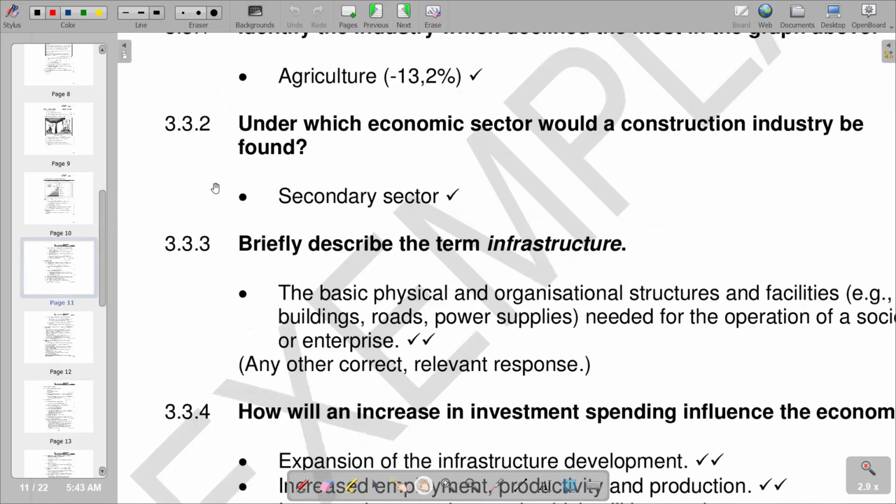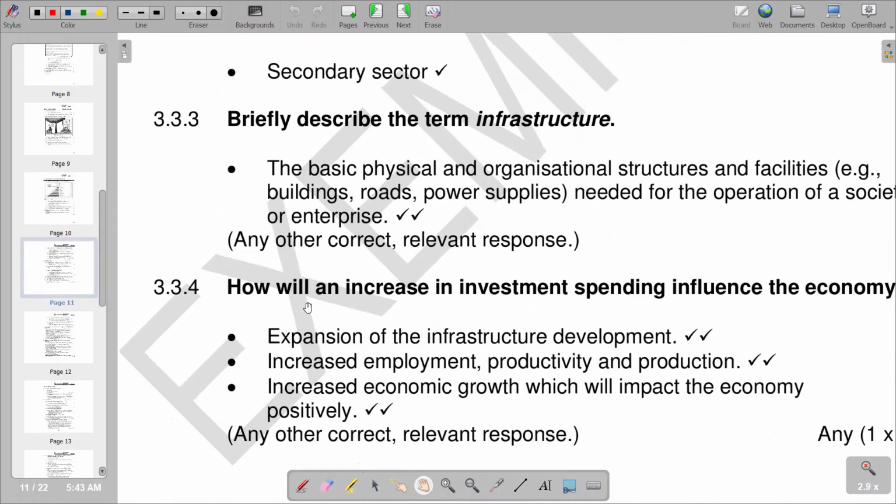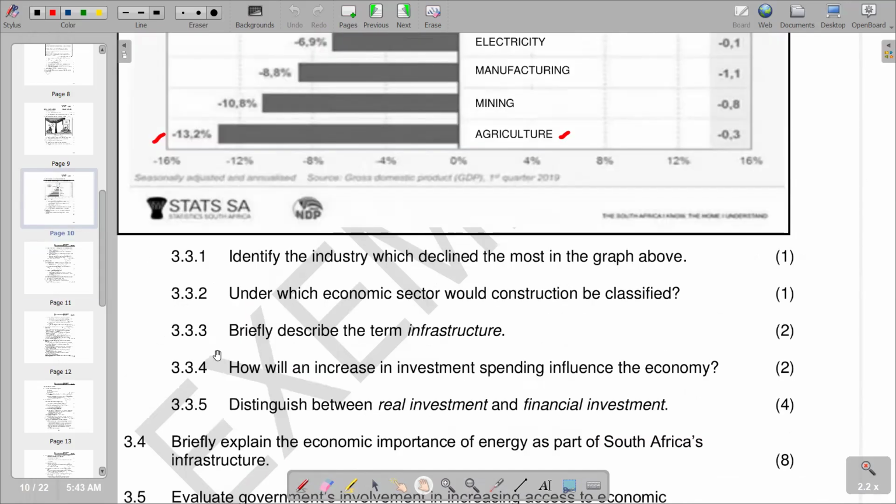So we are saying expansion of the infrastructure development is one of the results of investment. Increase the employment, productivity, and production. Increase the economic growth, which will impact the economy positively. So this is what we have for 3.3.4.